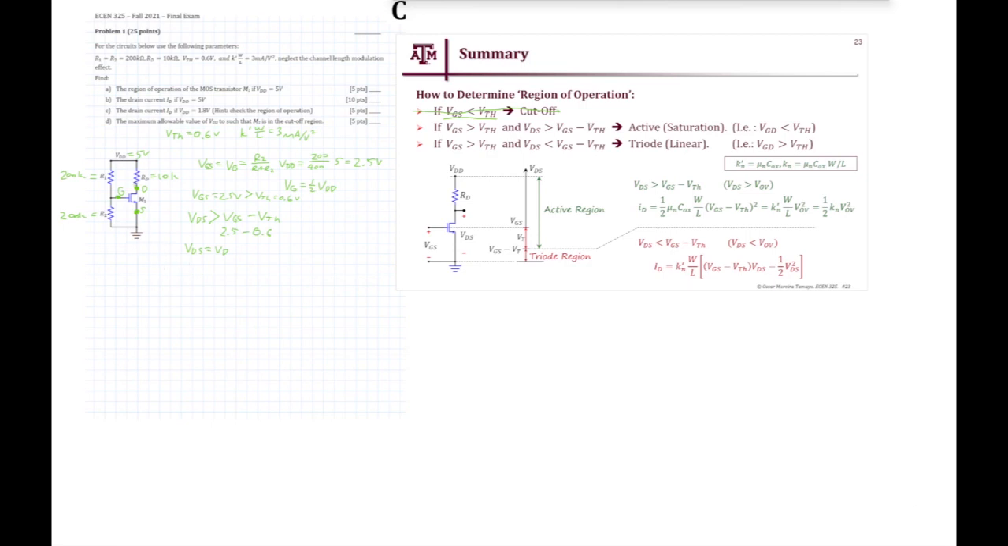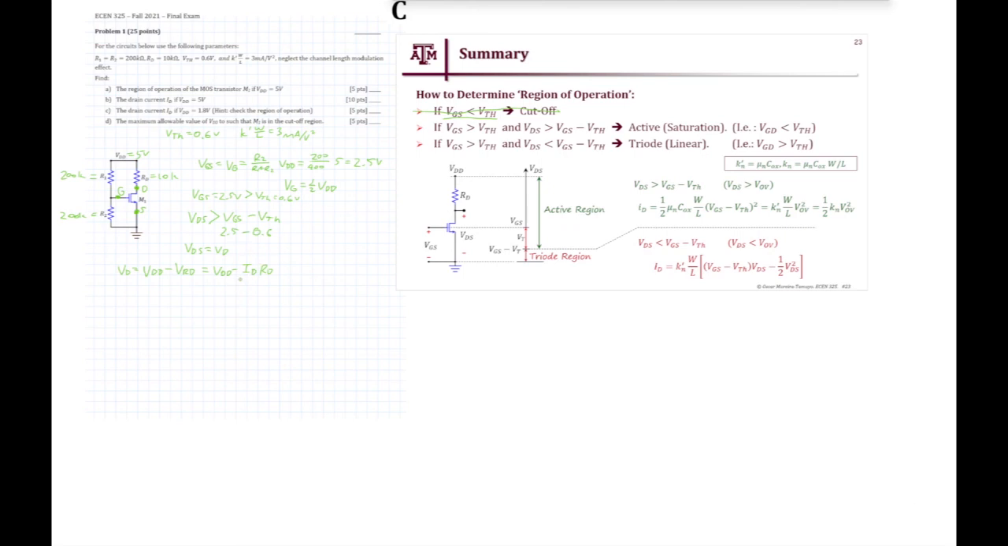So how do we find VD? Well, if we look at our circuit, we can see that our VD value is equal to our VDD value minus the voltage drop across this resistor RD. So let me write that. VD is equal to VDD minus the voltage drop across RD. And the voltage drop across RD can be rewritten as ID times RD using Ohm's law.